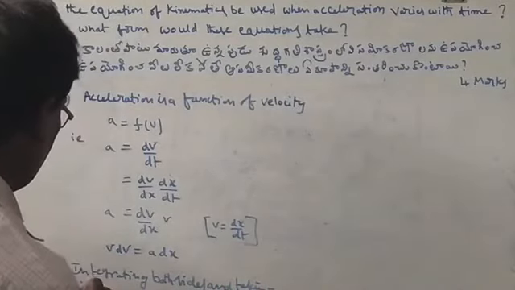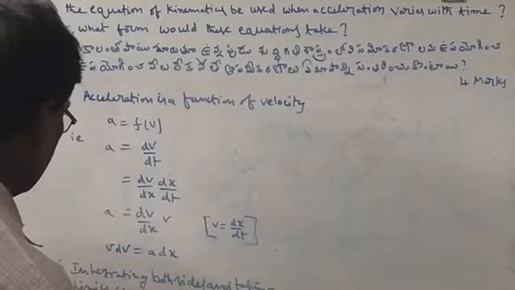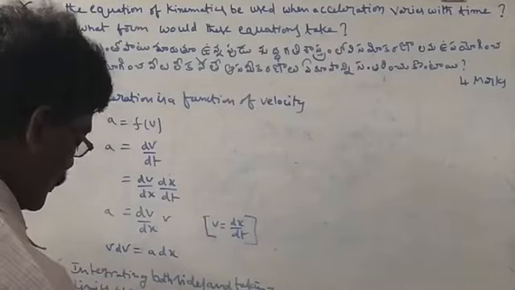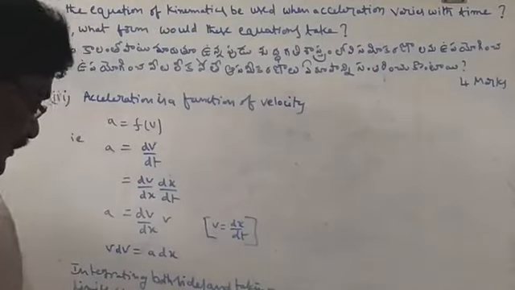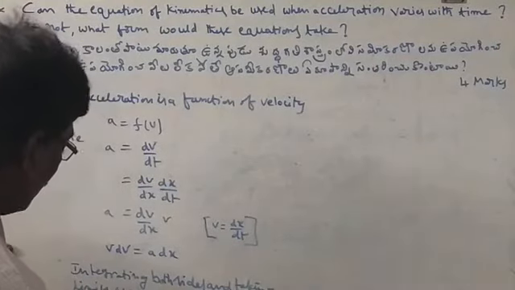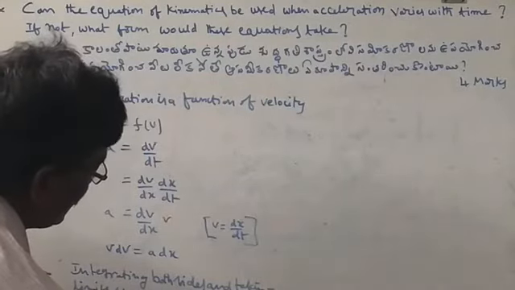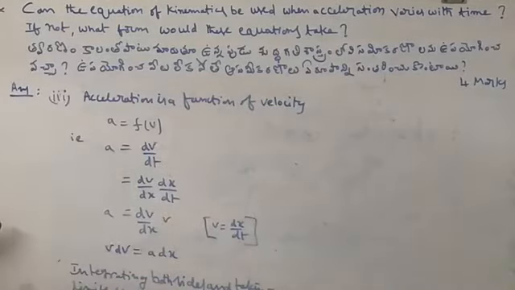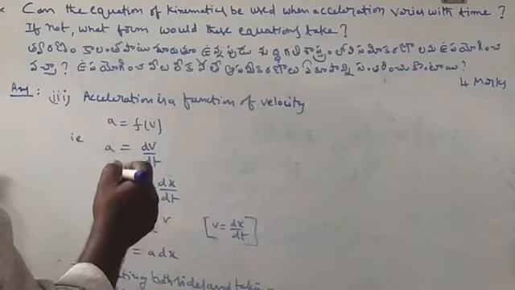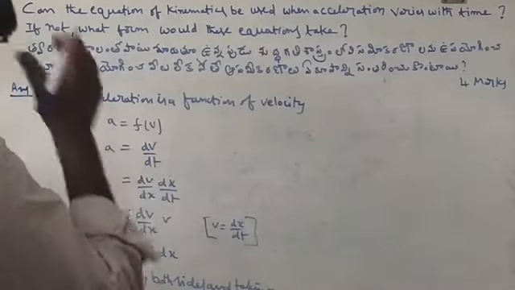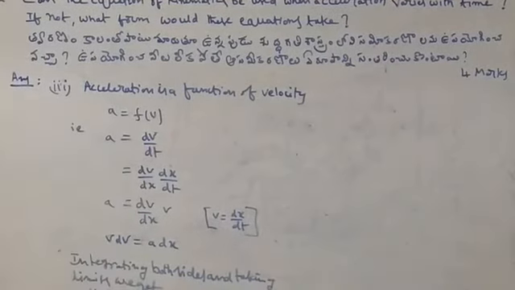Taking limits, we get integral v dv is equal to integral a dx. Limits: initial velocity v naught, final velocity v. Initial displacement xi, final displacement xf. That means integration v dv is equal to integral a dx.